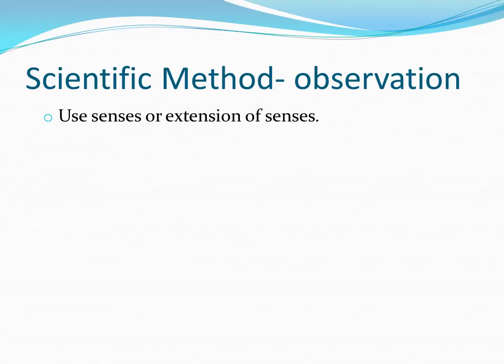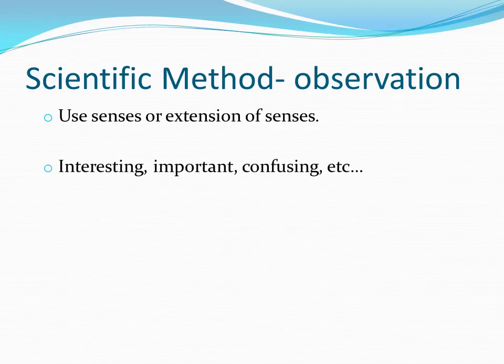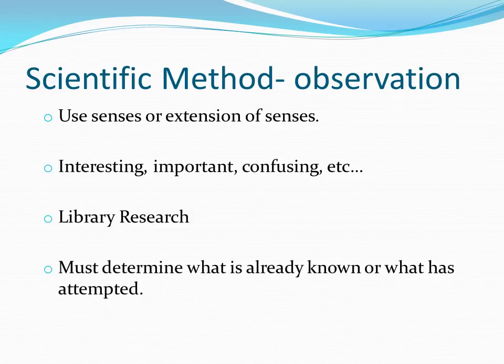The first is observation. This is using your senses like vision or hearing or any kind of extension of your senses. It tells us what are interesting things, what are important or confusing. And often we do research to see what's already out there. We have to know what's already out there. It's not important sometimes for you to continue to create or to put out things that are completely brand new. Sometimes we just want to sort of build on what's already out there. So your observation is your first.